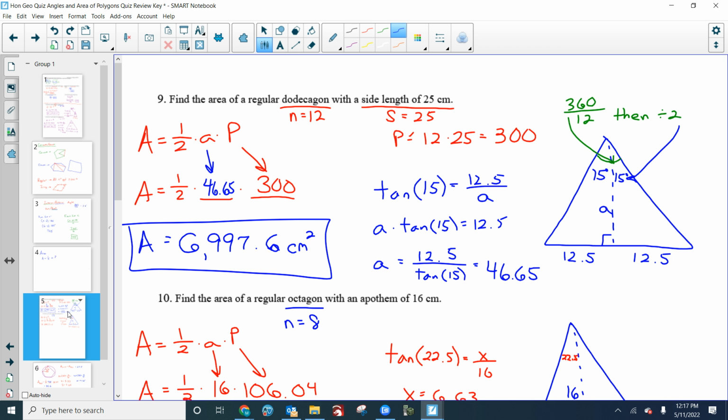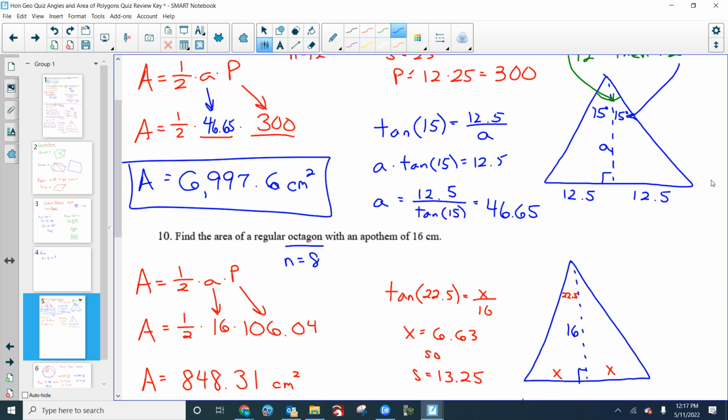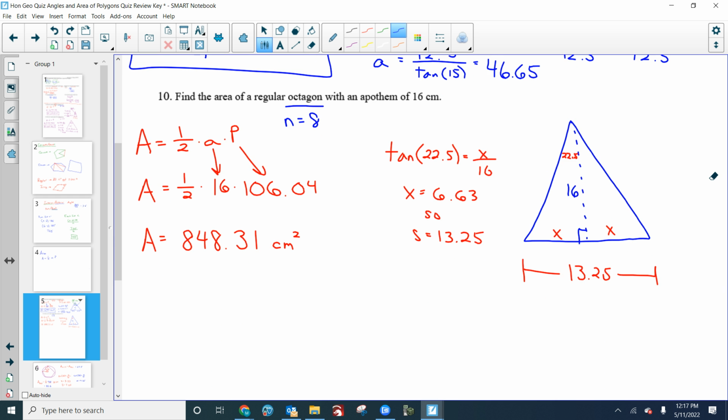I got 144. Interior angles equals 144. That's what, yeah. This is each one.